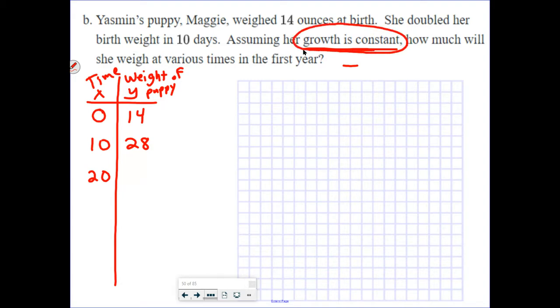The growth is constant. What does constant mean? It means it goes by the same amount every time. So right here, it grew by 14, or it doubled. The question is, does it double again, or does it add 14? Well, if it grows by a constant amount, that means it must grow by the same amount, so it's not doubling, it's adding 14, which means it would be 42. Then at 30, we add 14 again, and we get 56. And at 40, we add 14 again, and we get 70. And we'll do it again at 50 days, we add 14 again, and we get 84.